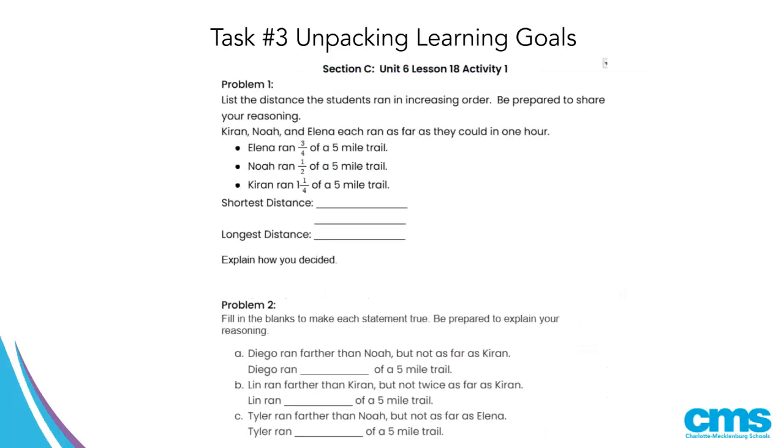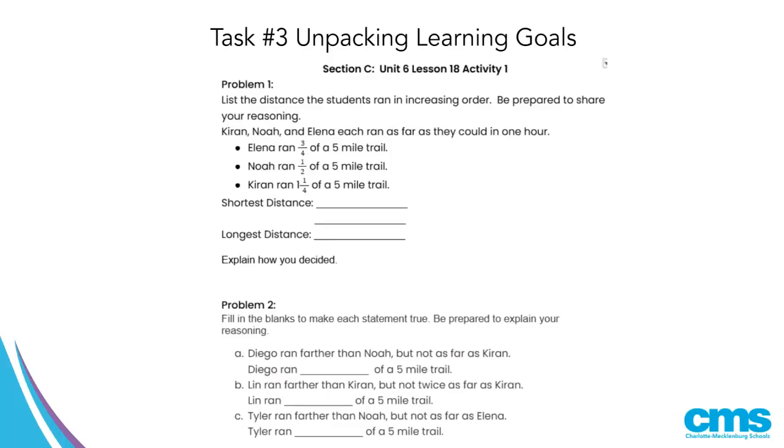We're going to look at 2 activities in section C. The first activity is Unit 6, Lesson 18, Activity 1. This task is scaling one factor by the other one. Students do not need to actually solve to find the exact distance to determine the shortest and longest distance.